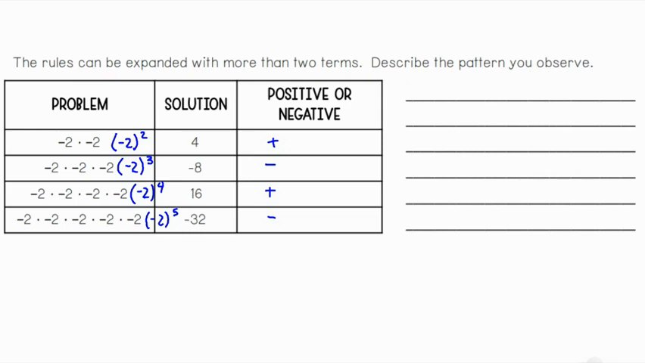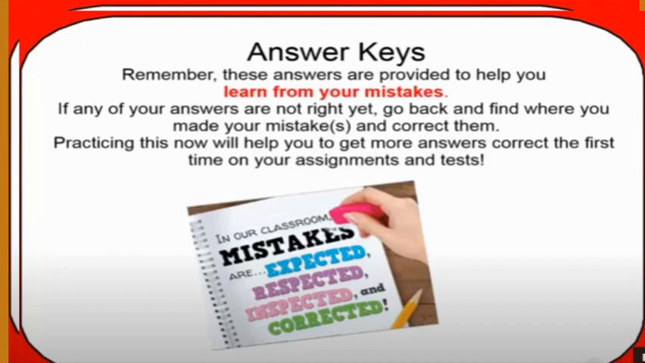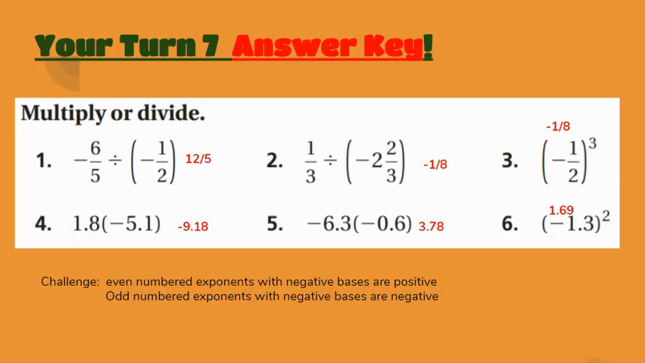All right, good job. Once you finish all those things, then go ahead and look at how you're going to be honest, learn from your mistake, go back and check them, correct them. In our classroom, mistakes are expected, respected, inspected, and corrected. Okay, so when you were multiplying or dividing, here were the answers to that.